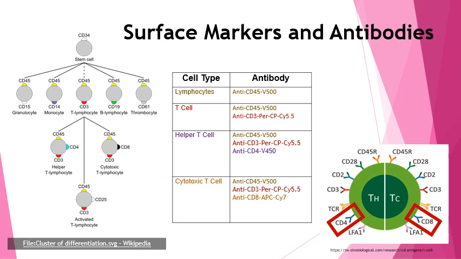So this whole slide is an example of looking at T cells. Looking at T cells, we see that the CD3 marker is our T lymphocyte CD marker. And so we're looking at the cell subsets of helper T cells, cytotoxic T cells, and activated T cells. And these all have the CD3 marker.